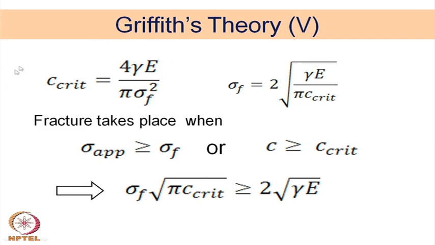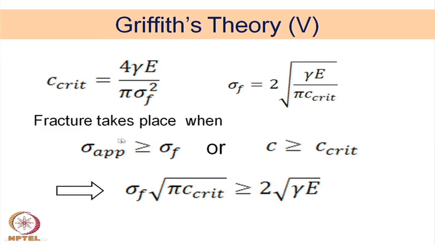Using that condition of differentiation, the differential becomes 0, one can find out the critical crack length is equal to 4 gamma E over pi sigma f square. Sigma f square, where sigma f is the fracture stress, and sigma f is given by this. So, there is a relationship between the critical crack length and fracture stress here.